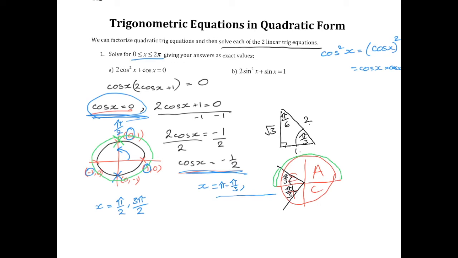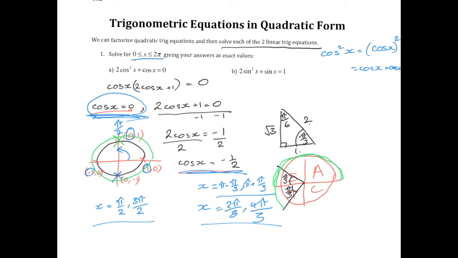What's my other one? Plus pi on 3. And is that it? Yeah. So I think it's 2 pi on 3 and 4 pi on 3. Now girls, I'm happy for you to leave it like that, with some x values here, some x values here.